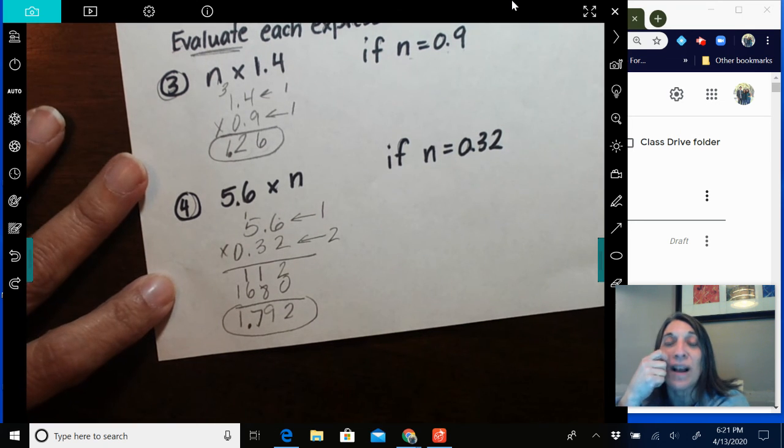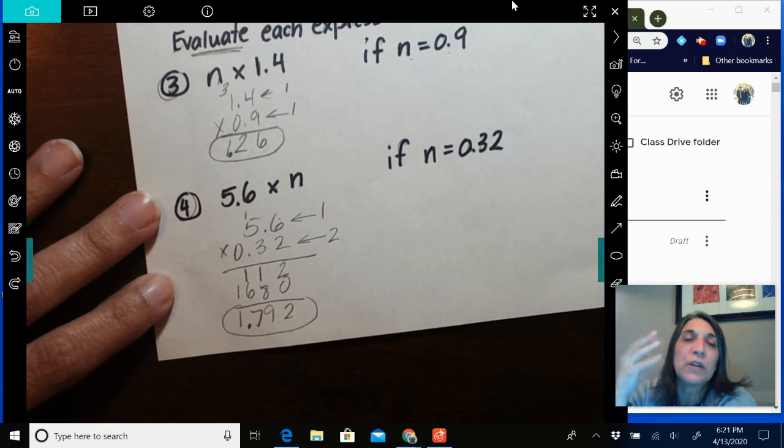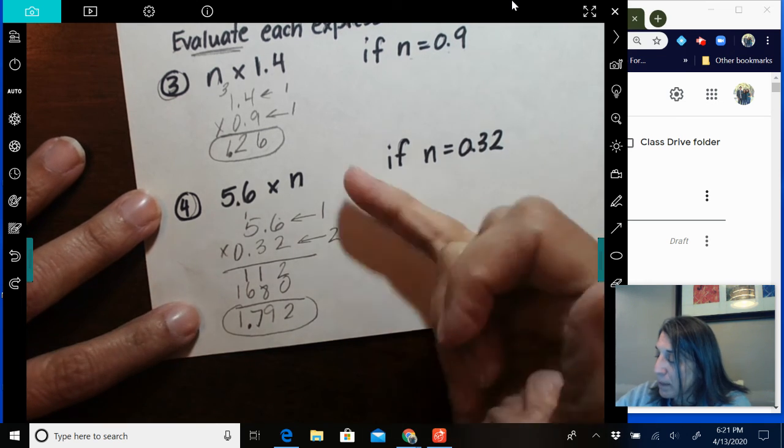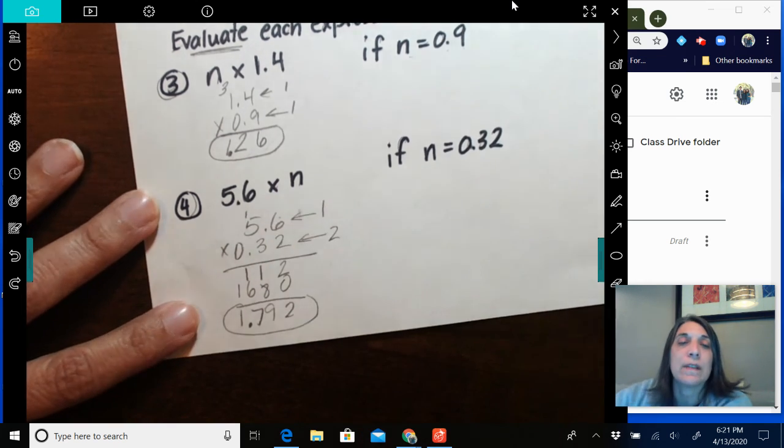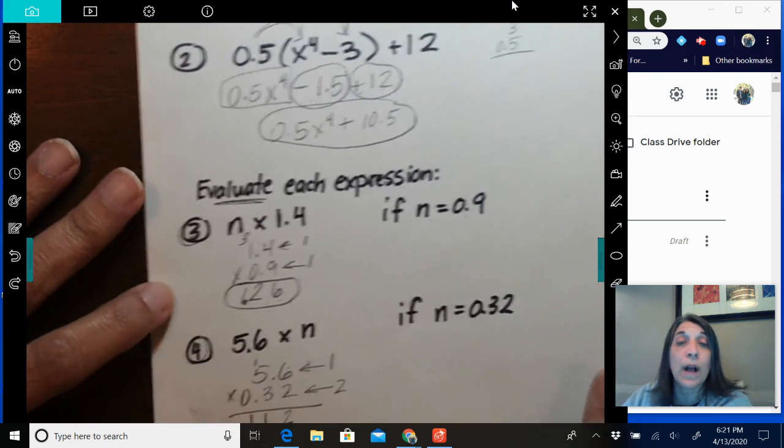So this is why you really need to take the time, line them up, count, do your, well, you actually don't even have to line up the decimals. Just line up your digits and count your decimals later and multiply. So hopefully you did well.